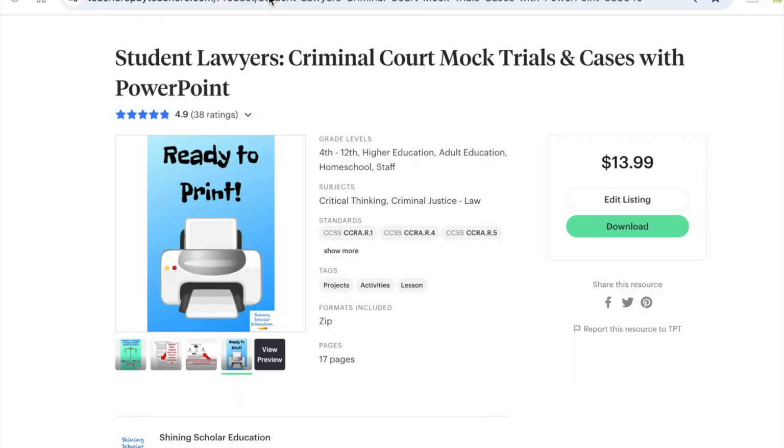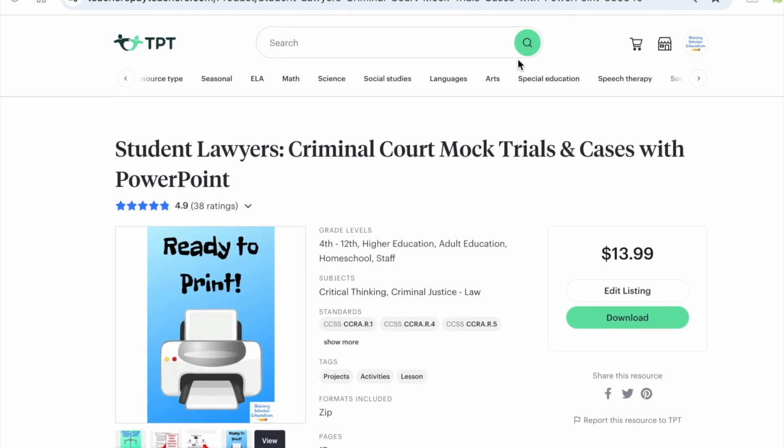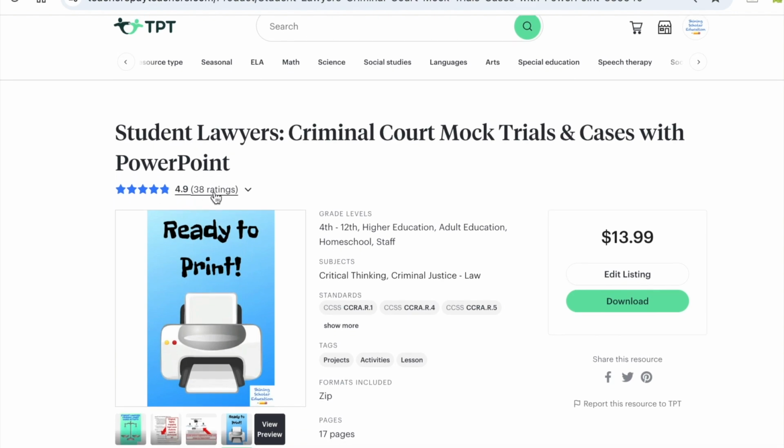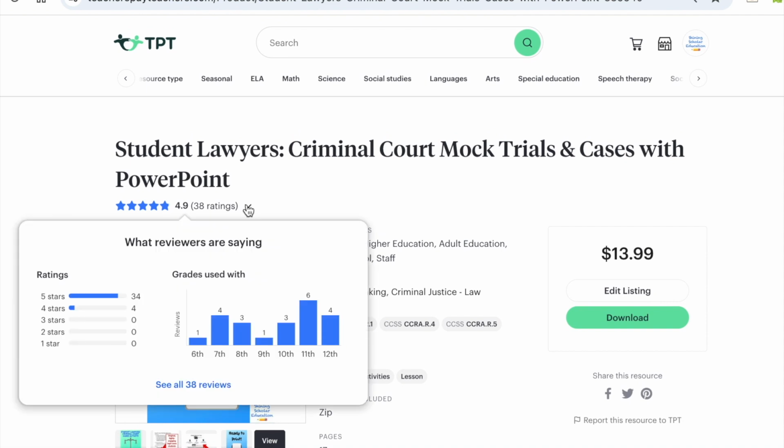Okay, so here we are in our actual Teachers Pay Teachers store, which is just Shining Scholar Education. As you can see here up in the top right, the logo. So here are what other teachers have said about this lesson, which really makes us happy because, like I said, all our stuff is made by teachers for teachers. And you can see here it has a 4.9 rating out of 5 stars with 38 ratings.